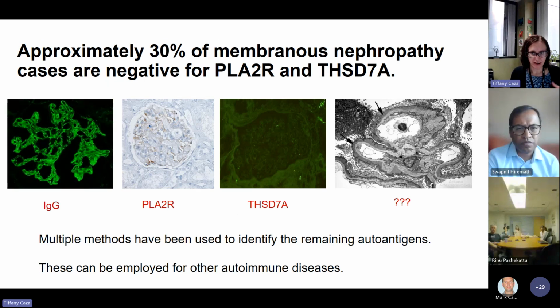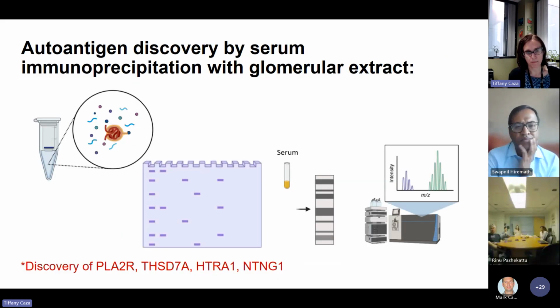And so about 30% of membranous cases are negative for PLA2R and THSD7A, and this is about 45% of the biopsy population. So you have a case with some granular capillary loop IgG staining consistent with membranous. It's PLA2R and THSD7A negative. So what are these? There are multiple methods we can use to identify what those remaining autoantigens are. And these have been employed. These same techniques can be used for other autoimmune diseases besides membranous nephropathy.